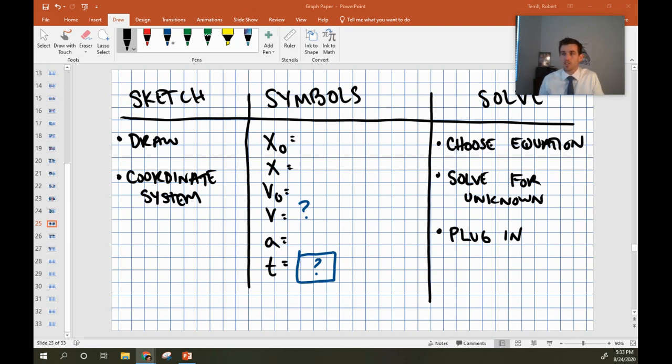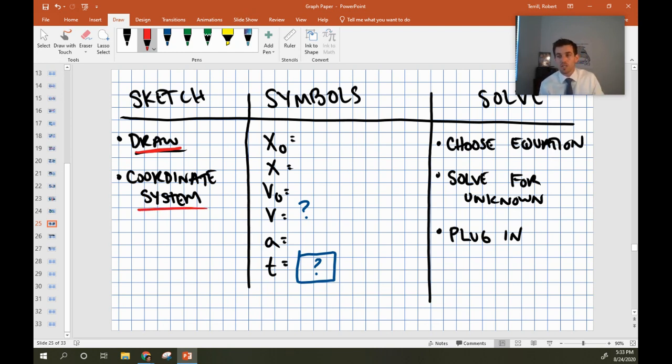The first thing that we want to do in the sketch column is we're just going to draw a sketch of what's happening. It doesn't have to be good. Stick figures, blocks, arrows, all those things are fine. Just a quick sketch to start turning the word problems into something that we can conceptualize using physics.